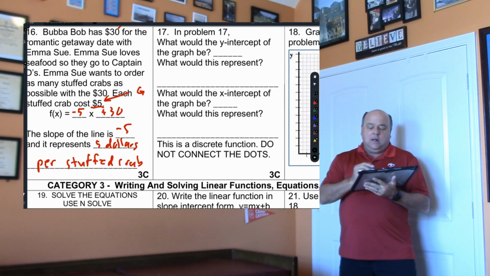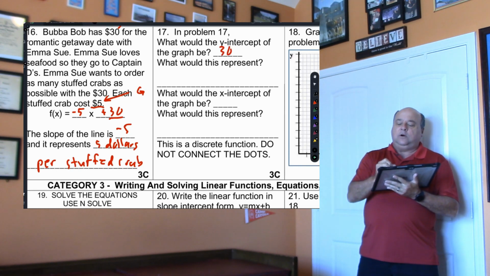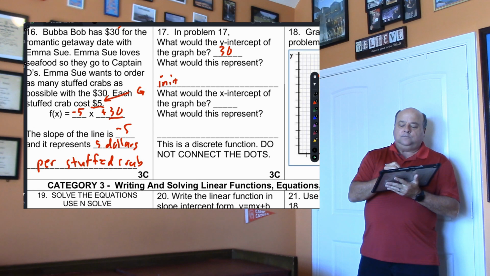Number 17, the y-intercept is the 30 in it. And it's the starting or the initial amount of money. On your STAR test, it'll say initial amount of money.